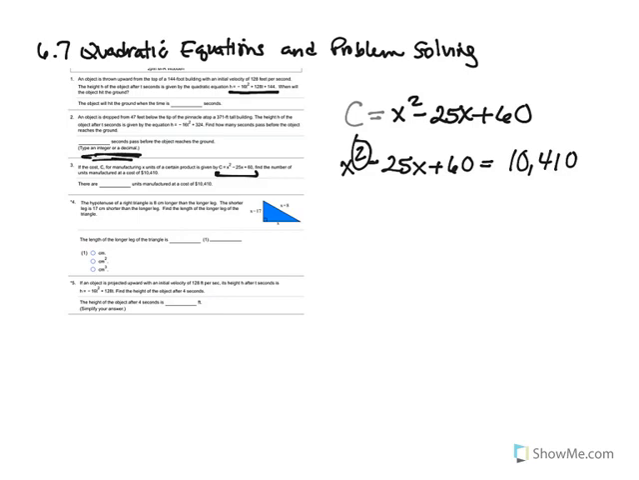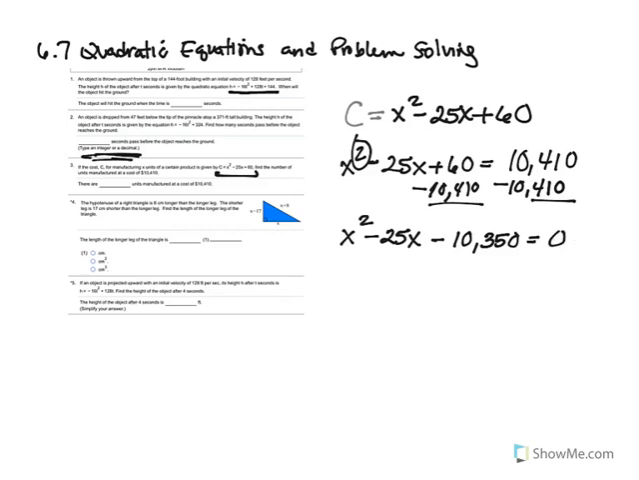All right, so then we have to know our steps for factoring, solving by factoring. So first of all, it has to be in descending order and it must equal 0. This does not equal 0, so we have to make this equal to 0. So to make this equal to 0, we would subtract the 10,410 on both sides. So X squared minus 25X minus 10,350 equals 0.